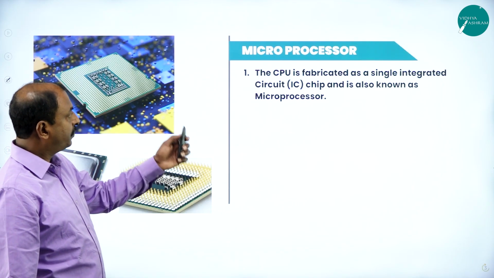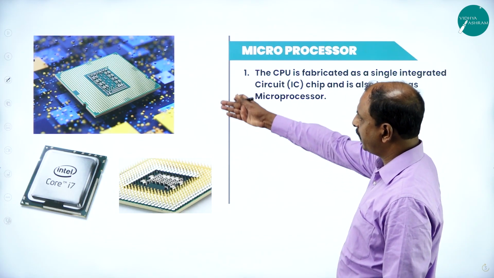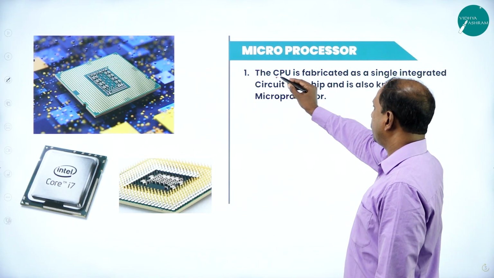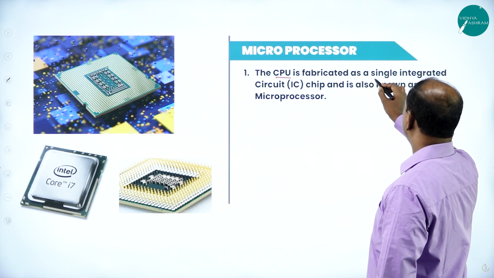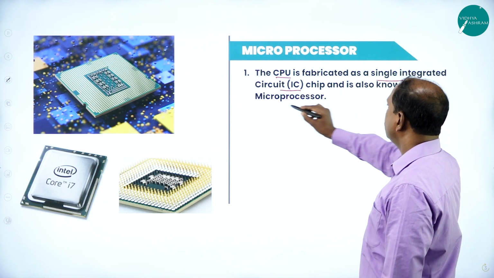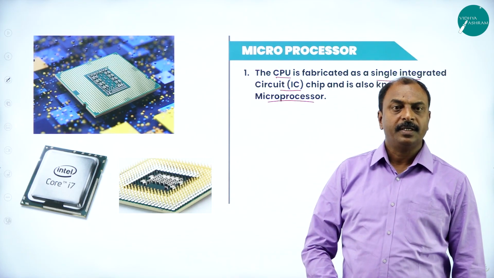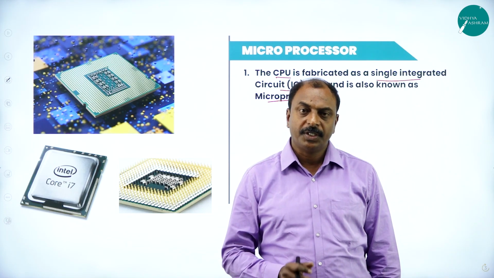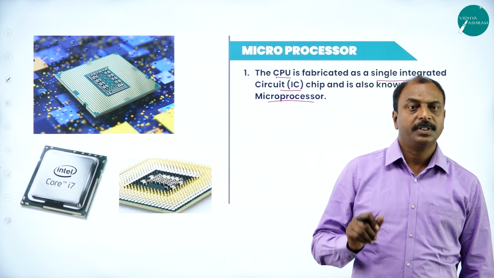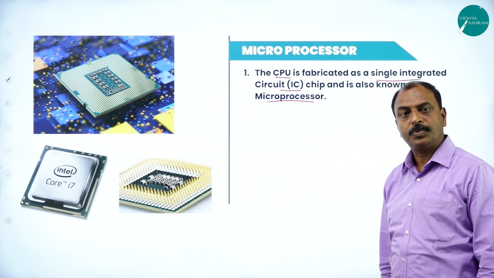Now let us see the first one, called the microprocessor or the processor. You can see the image of this. Here the CPU is called the microprocessor. It is fabricated as a single integrated circuit, or IC. The IC chip is known as the microprocessor. So what is a microprocessor? It is the main component. It is mounted vertically on the motherboard, on the processor socket. That is the one component called the microprocessor.